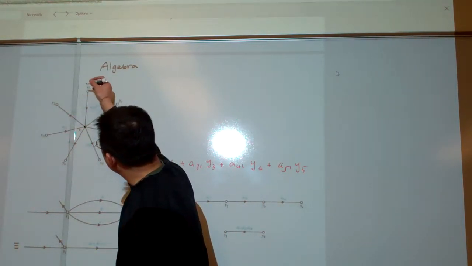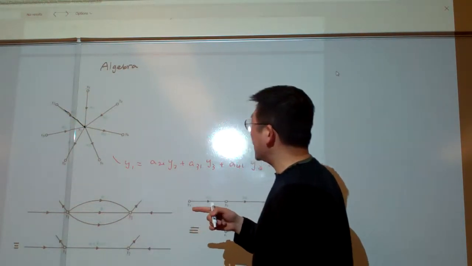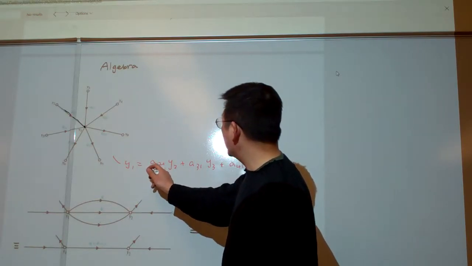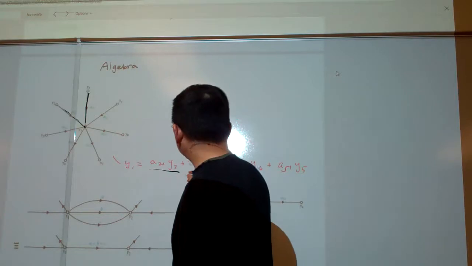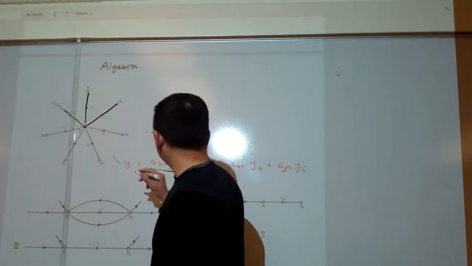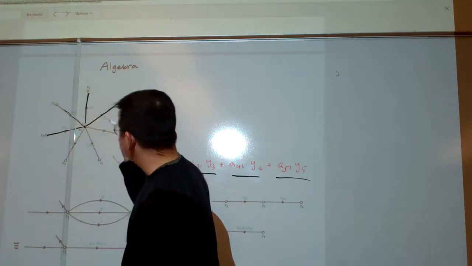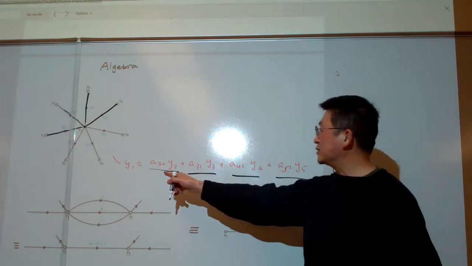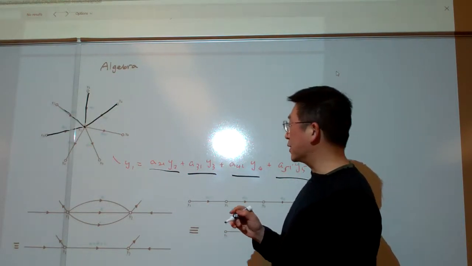So this one is this branch, that path, and that path is this one, and then A31. So that is accounting for this one. A41 is accounting for this one, and then A51 is to account for this one. So basically, this node is the summation of all incoming nodes.